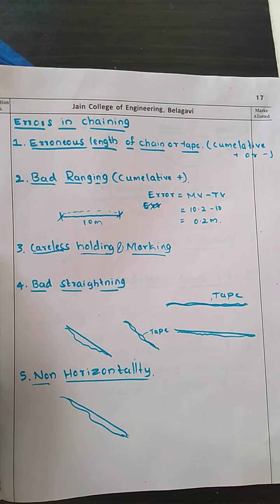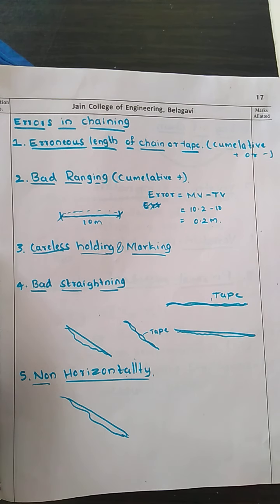Now first we'll see the erroneous length of the chain or tape. This error occurs due to the wrong length of the chain or tape, and it is always cumulative. The meaning of cumulative I have already told in the previous classes. It is the most serious source of error if we take the wrong length of the chain or tape.